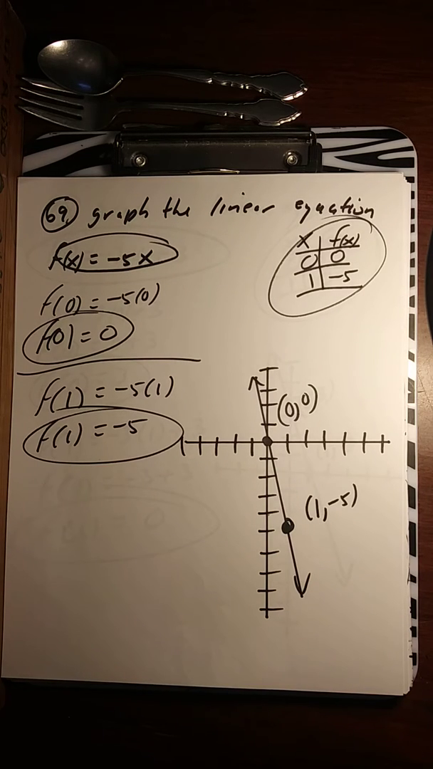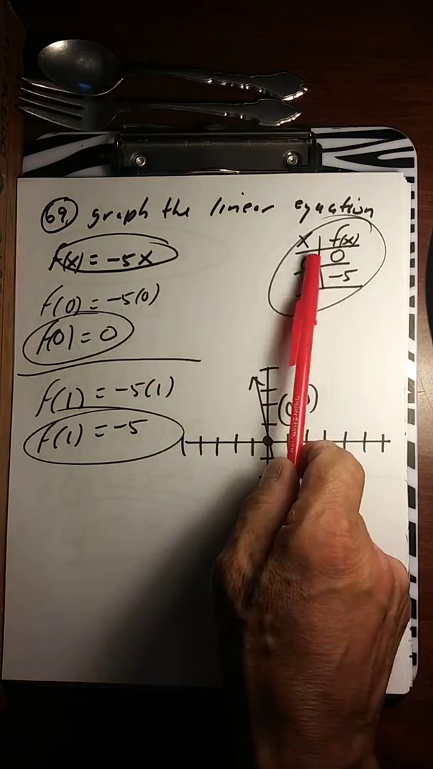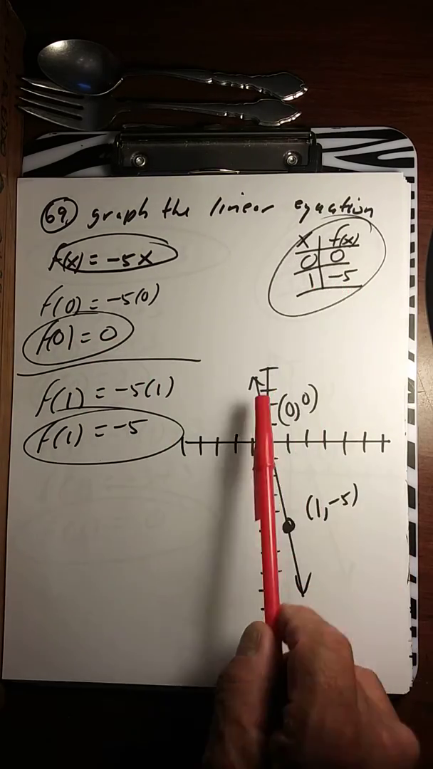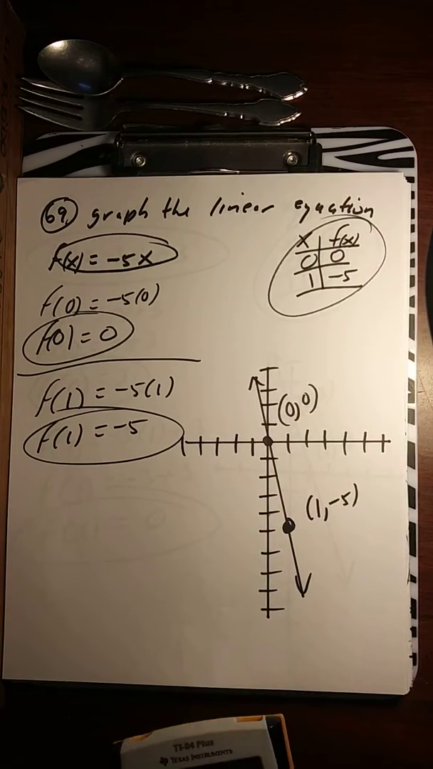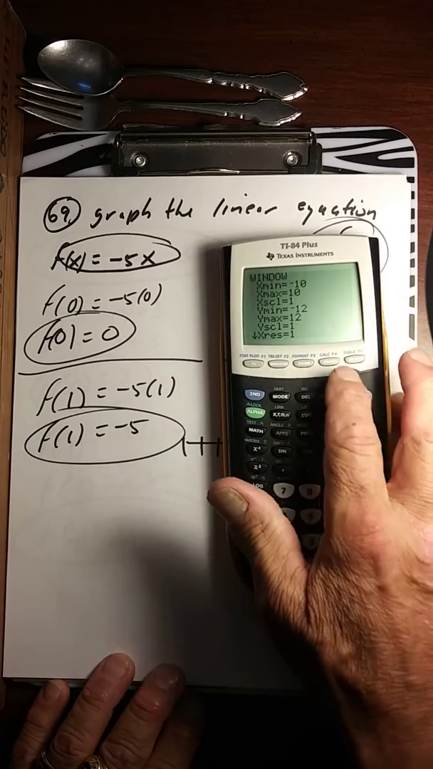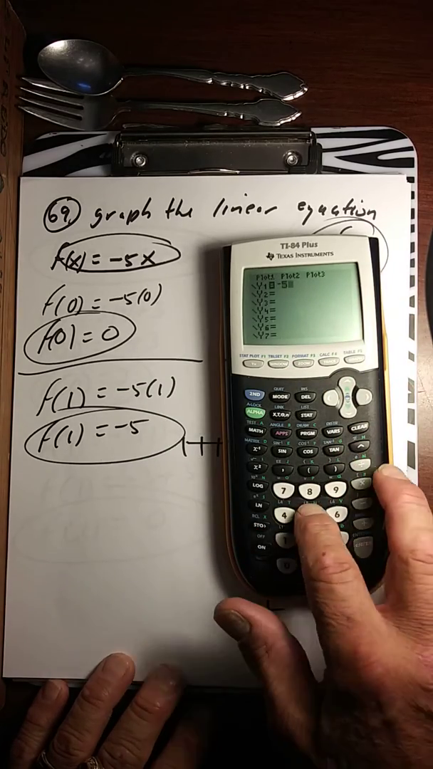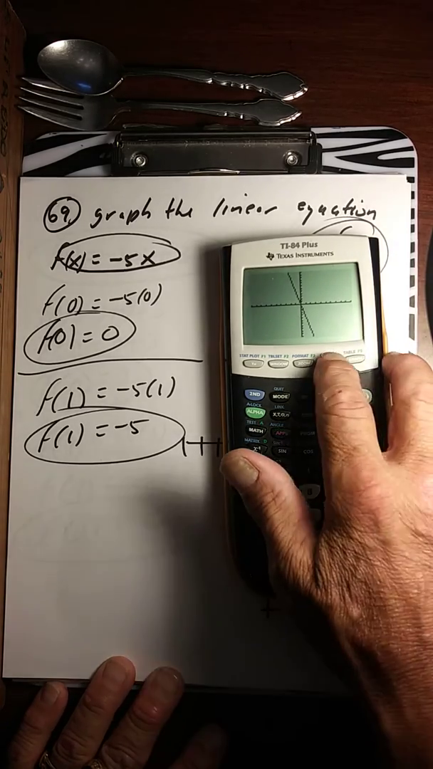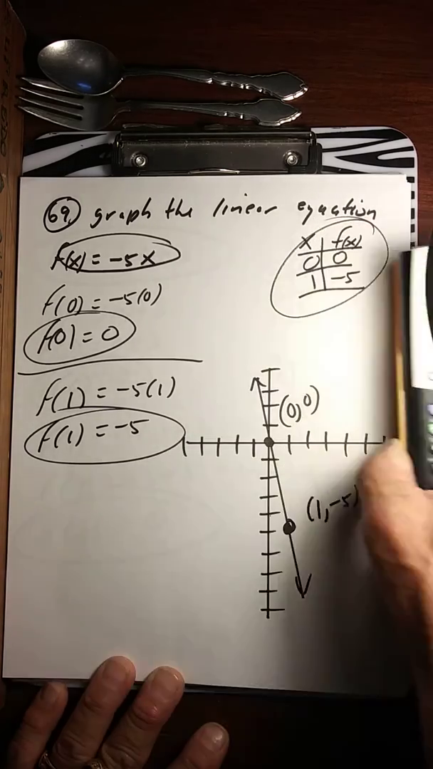Graph the linear equation y equals negative 5x. So you're going to put some numbers in there. Let's put that in right now. Okay. Put a 0 in there: 0 times that is 0. Put a 1 in there: negative 5. So 0, 0 and 1, negative 5. Or put it in the calculator. Sure. Windows, that's fine. Y equals negative 5x and hit graph. And you can do a trace if you want. Trace. 0, 0. Anyway.